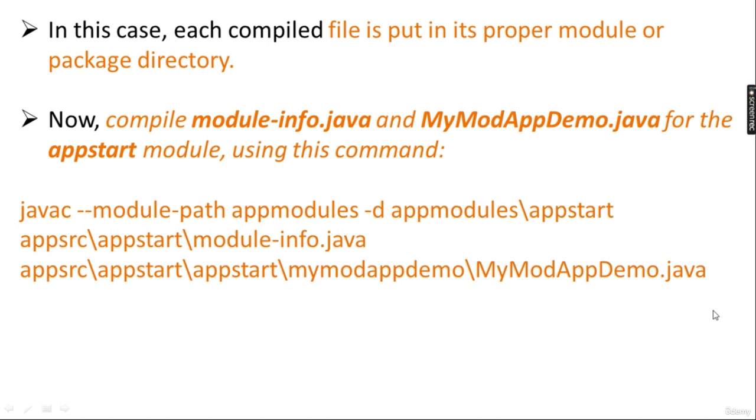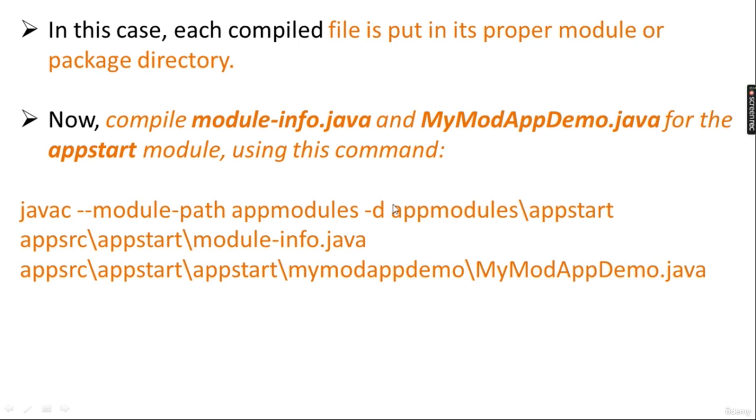Now, compile the module-info.java and mymod app demo.java for the abstract module using this command: javac --module-path app modules -d app modules abstract, app source abstract module-info.java, and app source abstract abstract mymod app demo.java. What will this line do? This line will compile module-info.java as well as mymod app demo.java for the abstract module.